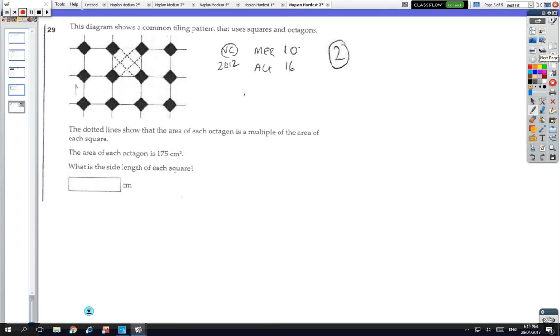Okay, so we've got another geometry question. This is the last one in the series, and you get a good clue with the diagram. So see how you go and come back when you're ready.